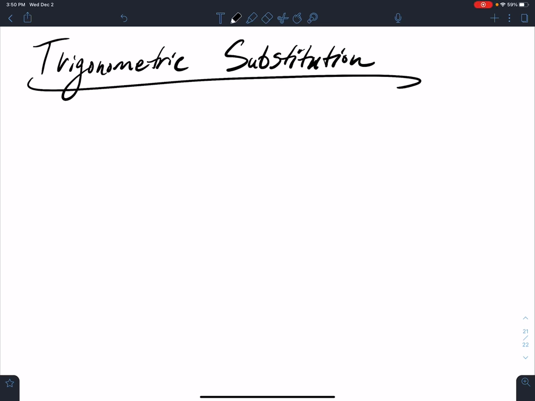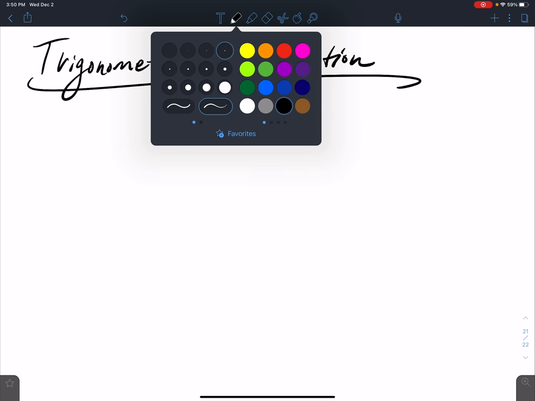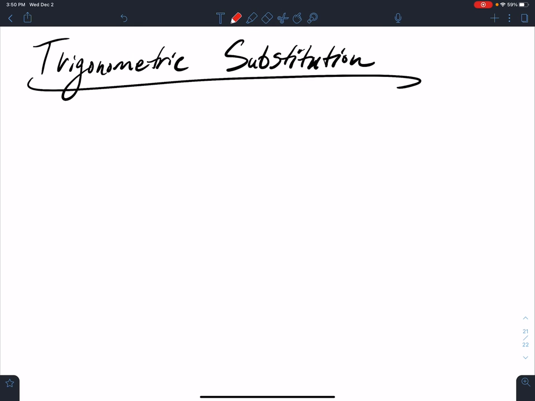Okay, so in this video we're going to introduce trigonometric substitution. First, we need to be reminded of a little theorem that you might remember from your high school days called the Pythagorean Theorem, where we have sides of a right triangle, a, b, and c, where a squared plus b squared equals c squared.